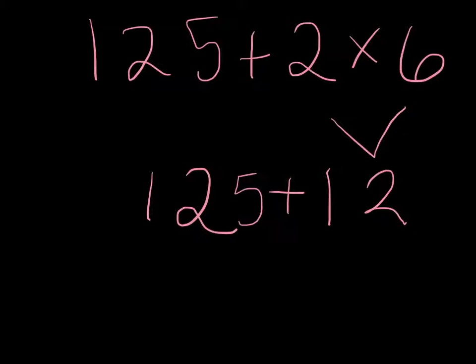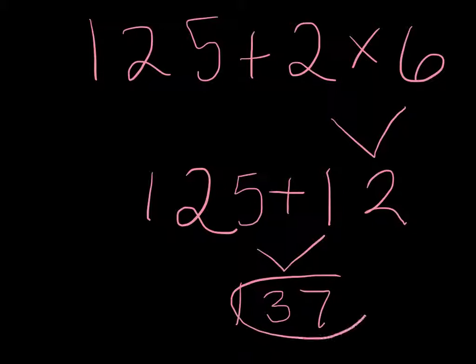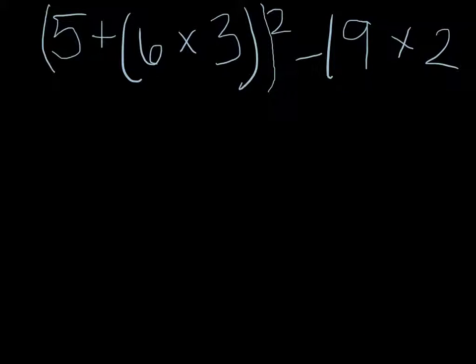I only have one operation left, so now I have to take 125 plus 12. 125 plus 12 is 137. That's your final answer since there's no more operations left. Let's try this problem next.